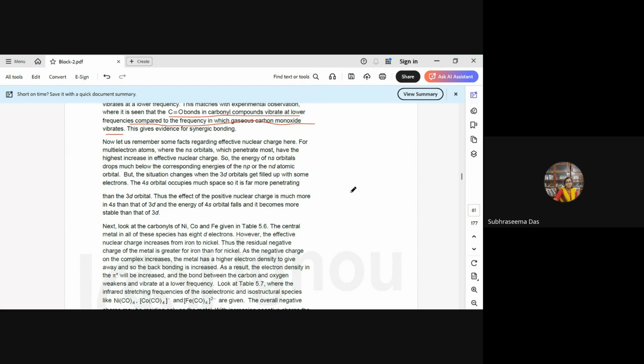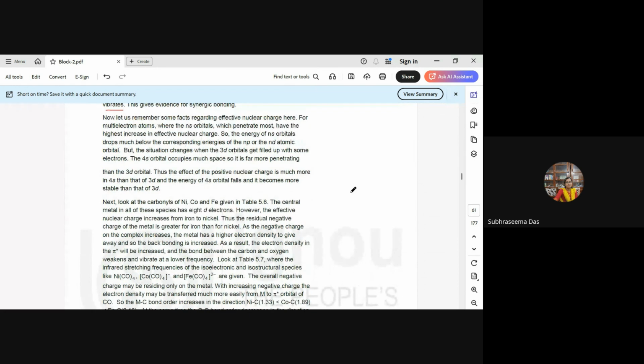But the situation changes when the 3d orbitals get filled up with some electrons. The 4s orbital occupies much space, so it is far more penetrating than the 3d orbital. Thus, the effect of the positive nuclear charge is much more in 4s than in 3d, and the energy of the 4s orbital falls and it becomes more stable than that of 3d.